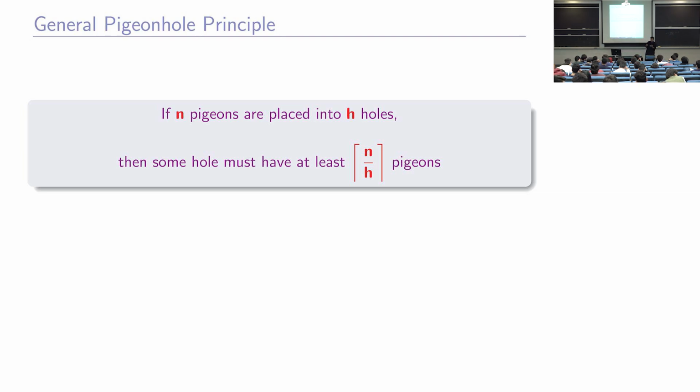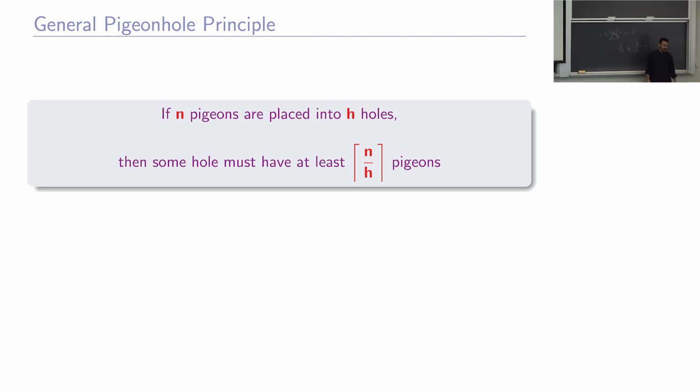The proof is very simple. Okay, so the proof is by contradiction. Suppose all pigeonholes get at most n over h. Let's say n over h is an integer, so we don't worry about the floor and ceiling. So suppose all the h pigeonholes get strictly less than n over h, strictly less than an integer, so at most n over h minus 1 pigeons.